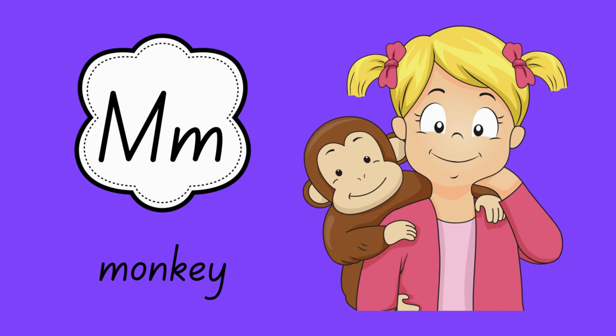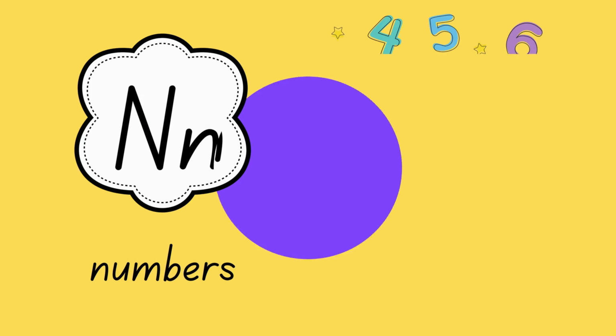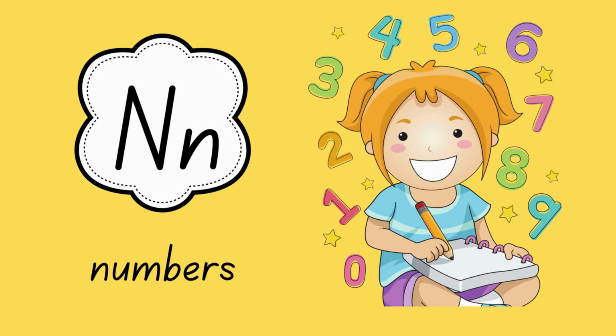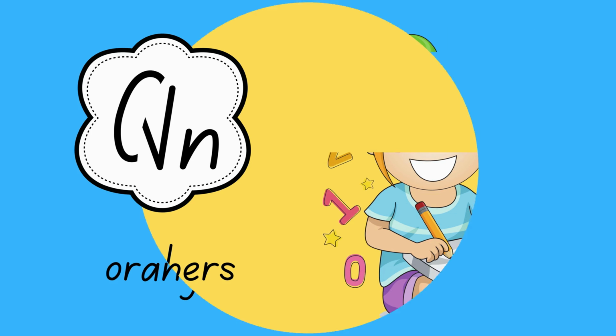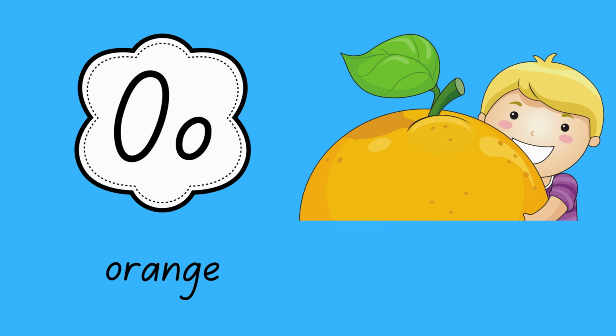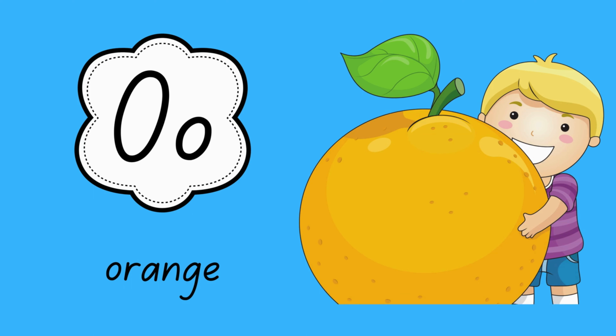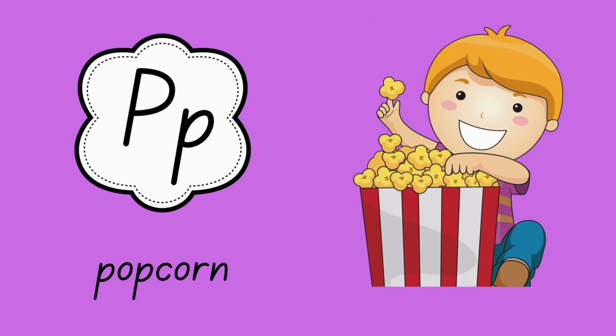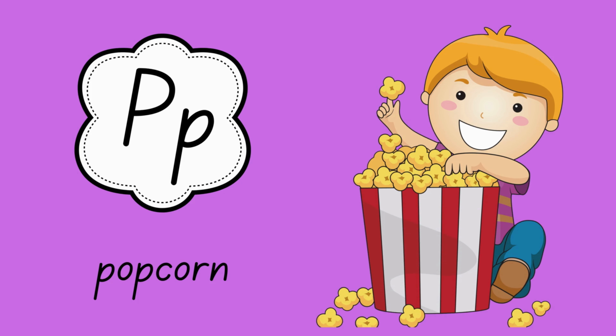M. M is for monkey. M. N. N is for numbers. N. O. O is for orange. O. P. P is for popcorn. P.